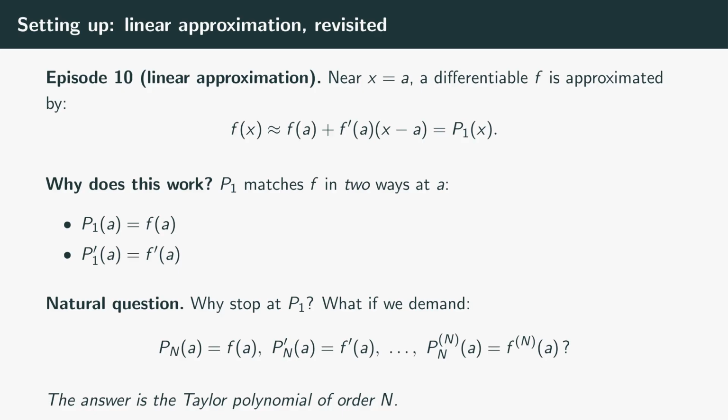Here is the natural question. Why stop at p sub 1? Why match only the 0th and first derivatives? What if we demand a polynomial p sub n of degree n such that the kth derivative of p sub n at a equals the kth derivative of f at a for every k from 0 to n? That is, what if the polynomial agrees with f on all derivatives up to order n at the point a?